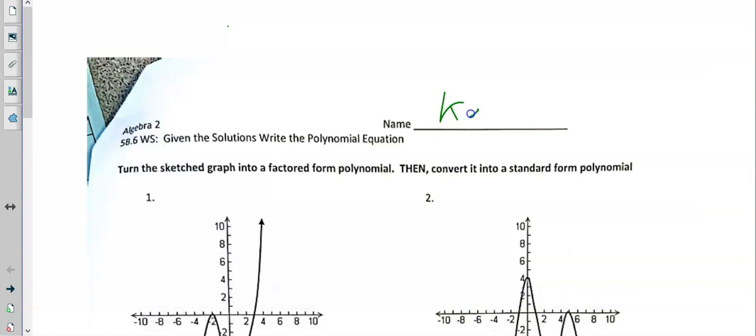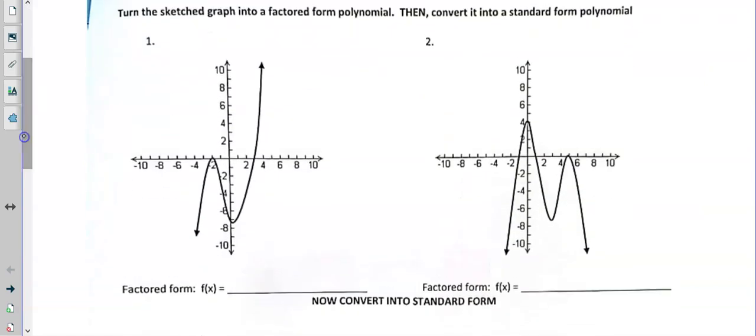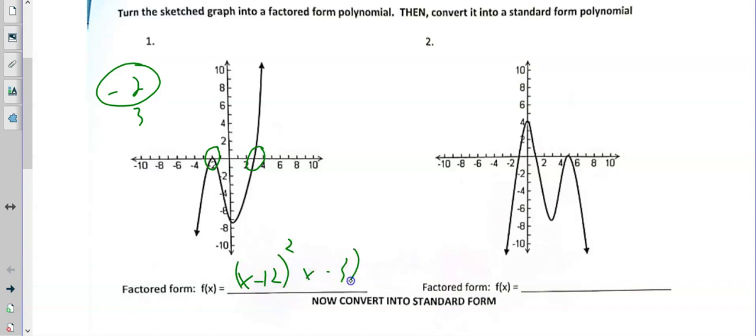All right, 5.6. Now this time we're working backwards, so we have to find our intercepts. I apologize, it looks better on your screen than mine, the graph didn't come through. But that means I have an intercept of -2 and 3. Notice that this one here is a bounce. That means I have x plus 2 and x minus 3. That is the factored form of it.